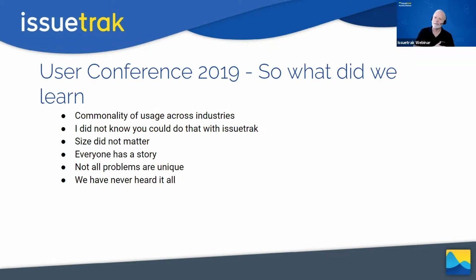And like I said, size didn't matter. Big companies, small companies, a lot of the same things were being used independent of the size of the company. And a lot of times, everyone had a story. A lot of times the story was that they couldn't find the product built to do what they needed to do. So they came to Issuetrak and they finally found it.